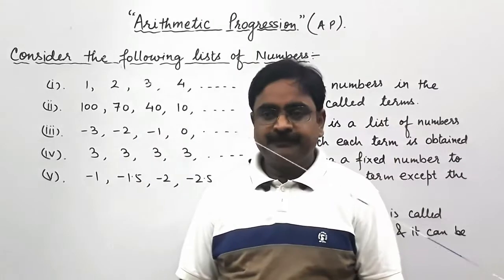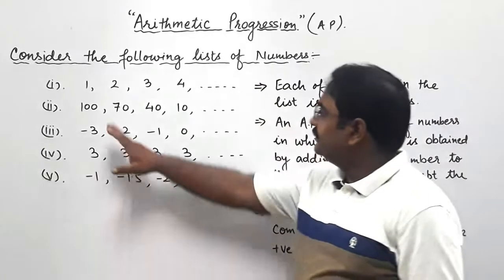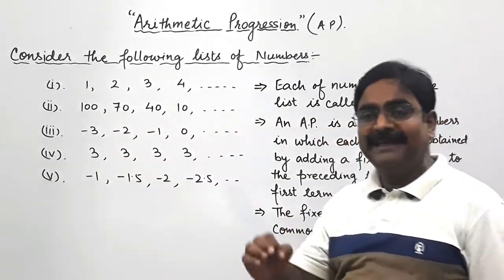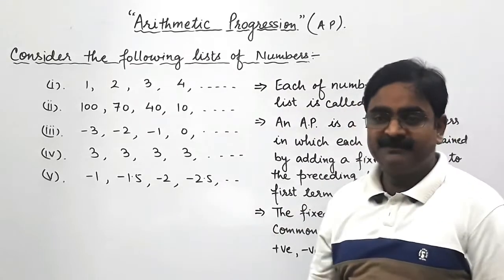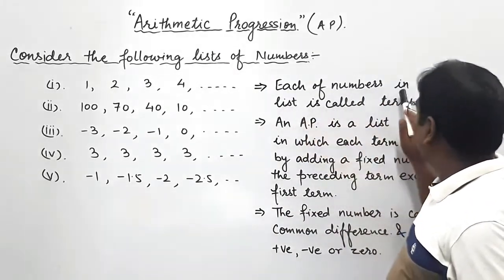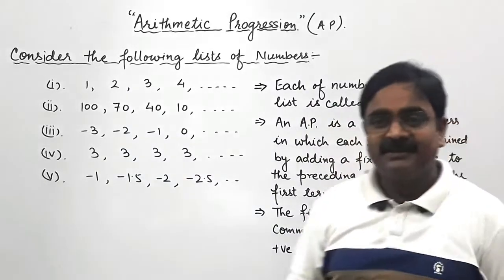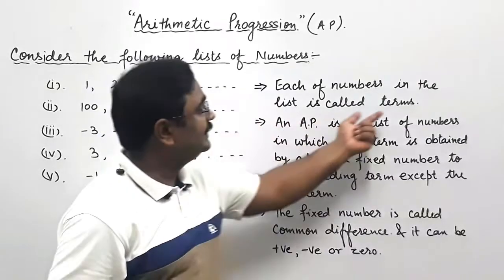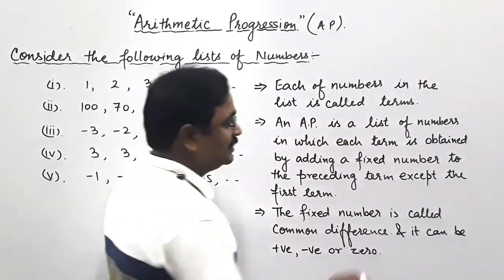Okay friends, after understanding the patterns of these numbers, we came to a few results, and those results are: each of the numbers in the list is called its terms.